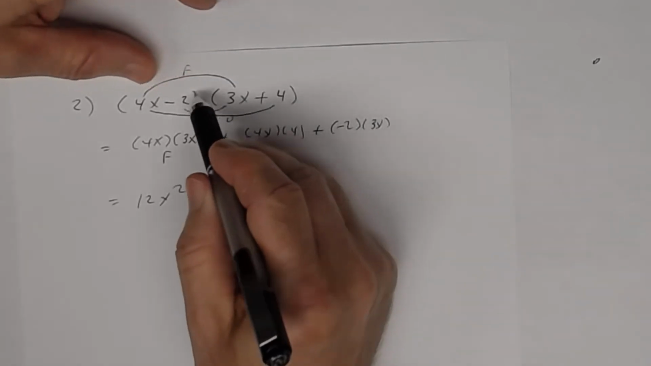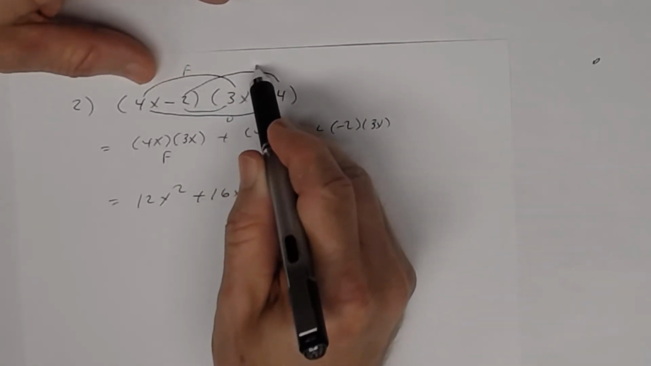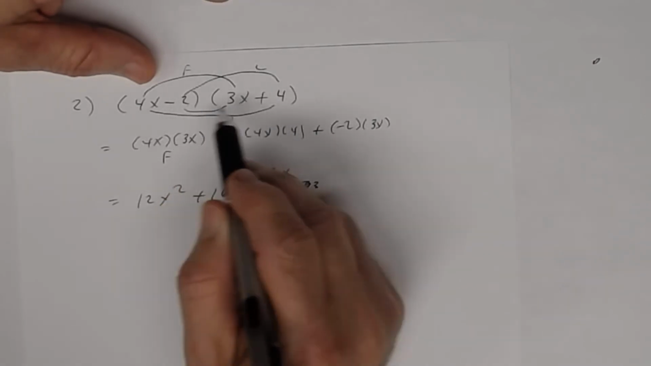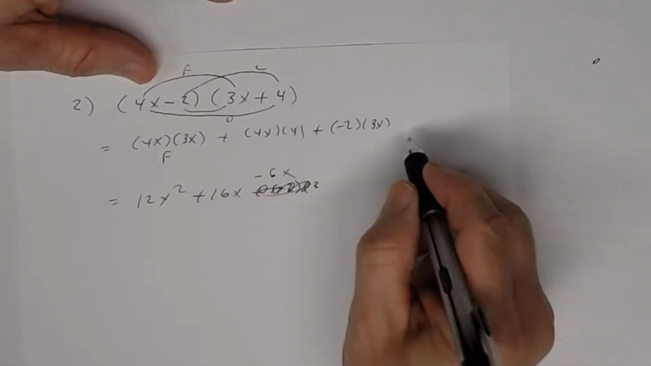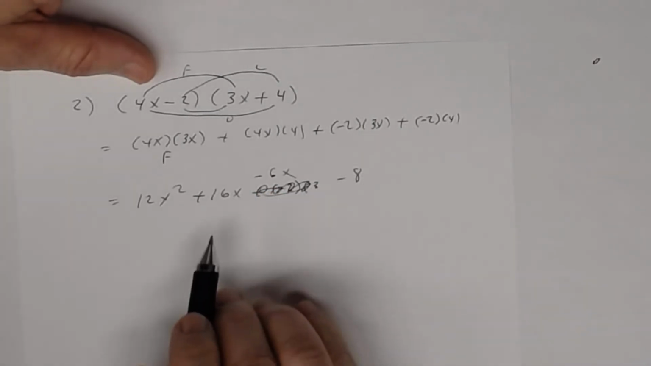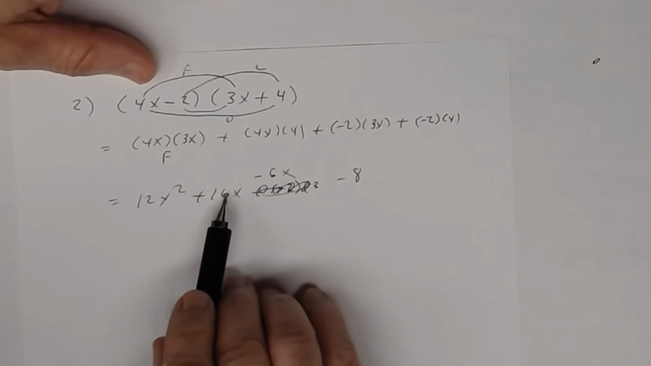And then the last, a negative 2 times 4. Remember, last are the last terms of each binomial. So this is the last term, this is the last term, negative 2 times 4, which is a negative 8. Okay, so now notice I have 4 terms here.